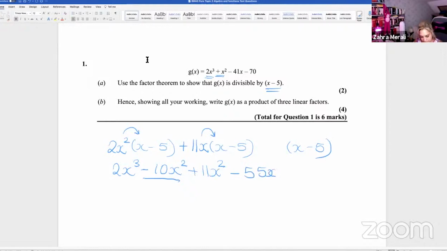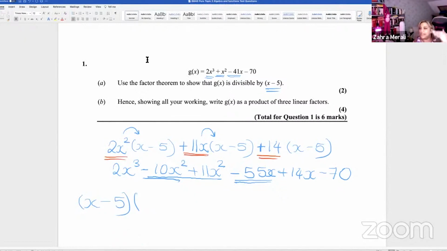And then I say to myself, well, now I've got the plus x squared. I want minus 41x. I have minus 55x. So I know that I need to add an additional 14x. And when I do that, I get plus 14x minus 70. And I've done my division. So essentially this shows that I've got x minus 5 multiplied by all of these bits, 2x squared plus 11x plus 14. If you had done it going down, you'd have got the same answer. It's whatever works for you. So 2x squared plus 11x plus 14.